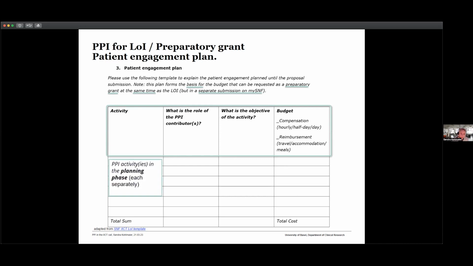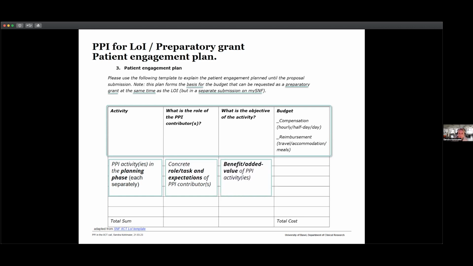So first of all, you should fill in your PPI activities that you are planning in the planning phase, before you submit the proposal. Please enter each of these activities separately. Then you have to say what the concrete role or task is, and also what expectations you have for the PPI contributors who will participate in the PPI activity.